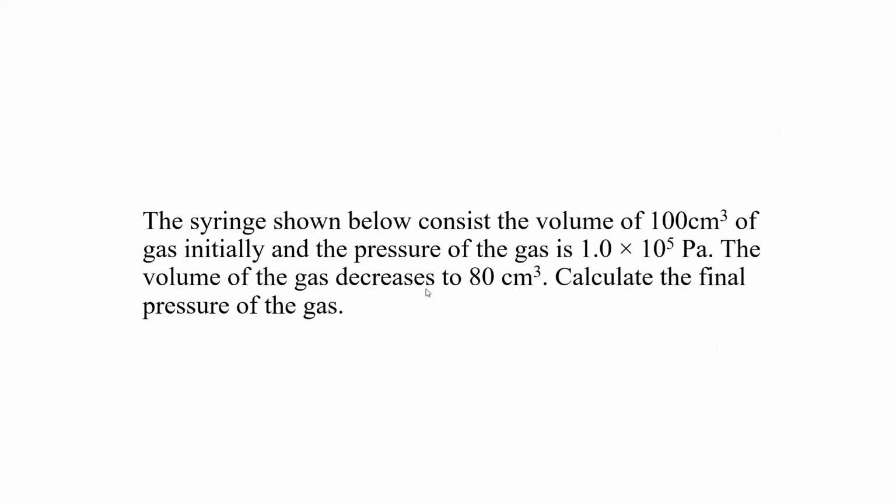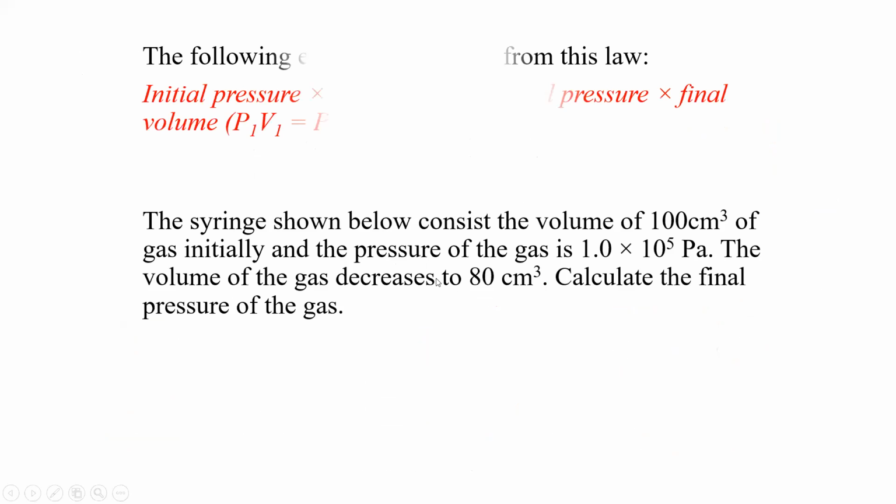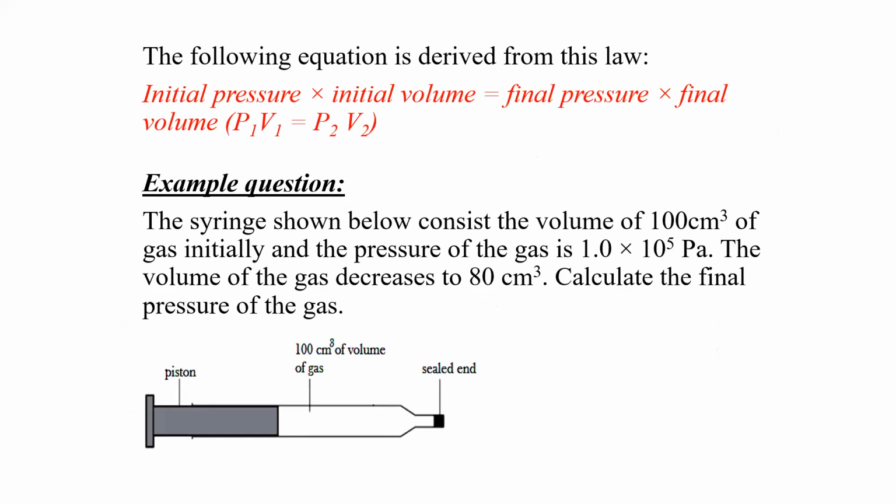Another question, as you can see. In this question, a syringe consists of 100 cm cube of gas initially. So when they say 100 cm cube of gas initially, that is V1. And the pressure of the gas is 1 exponent 5 Pascal, that is P1. The volume of the gas decreased to 80 cm cube. So the new volume is 80. We have to calculate the final pressure.